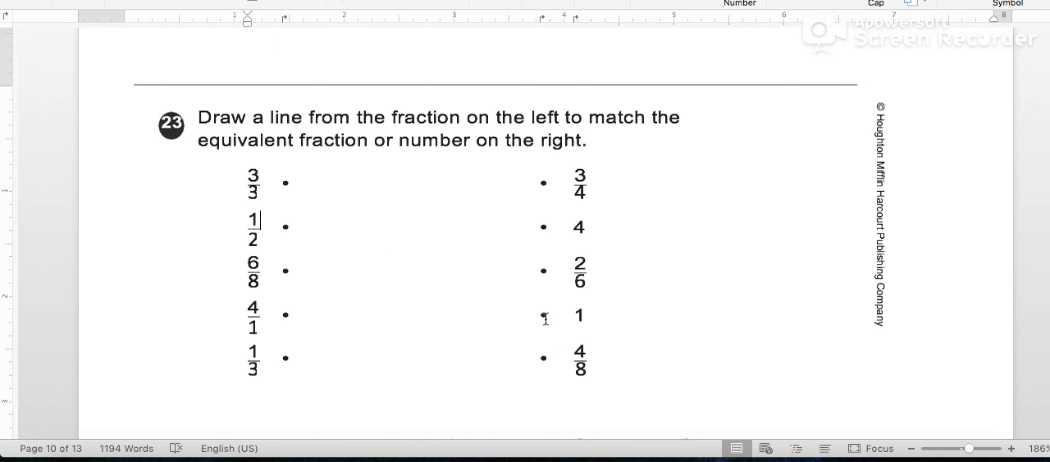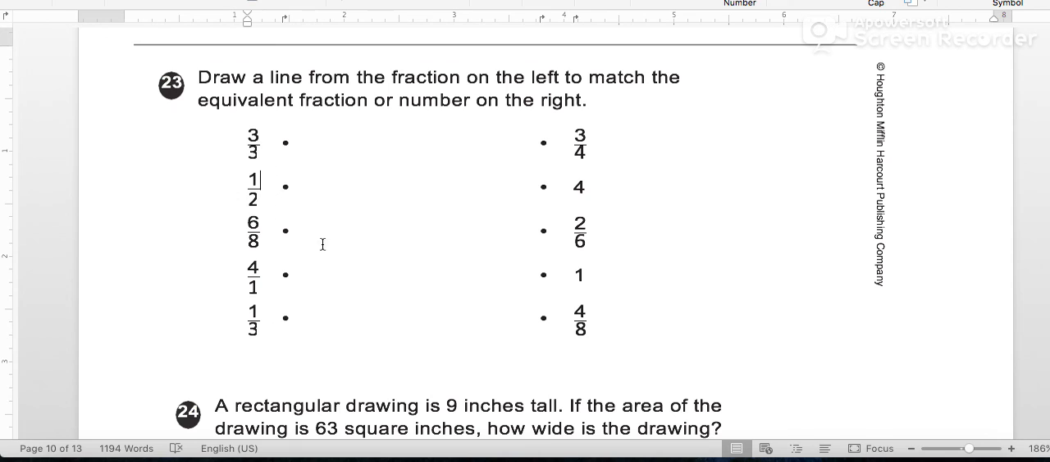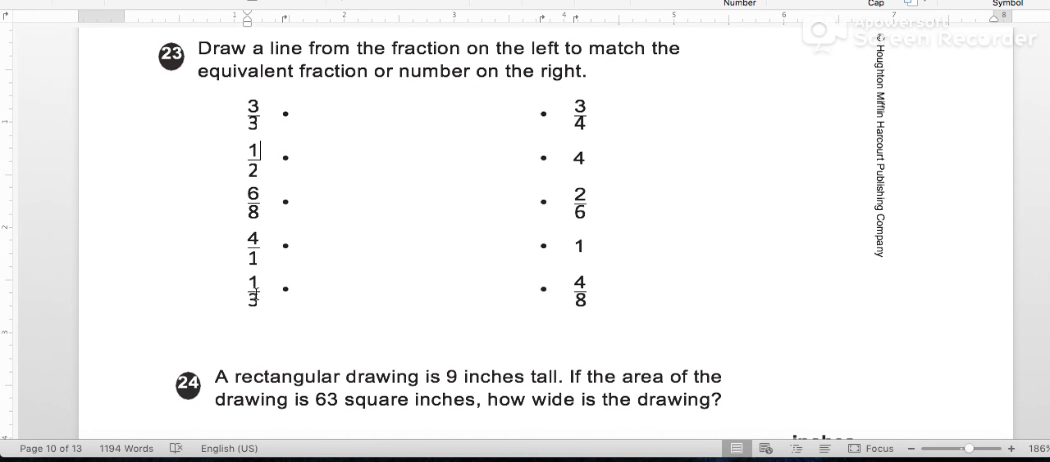So think about these other ones. 1/2. What is the same as 1/2 over here? 6/8. What is the same as 6/8? 4 over 1. Remember we talked about that too, what a number over 1 is. And 1/3. If you need to draw those circles, I would draw them on this side and on this side so you can match up which ones look the same or the same amount is shaded.